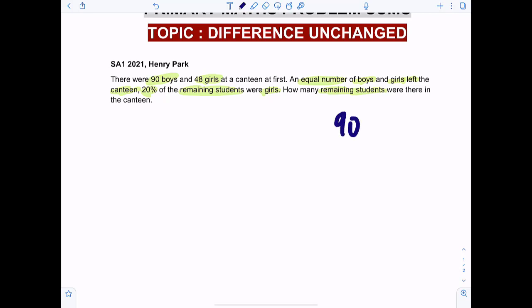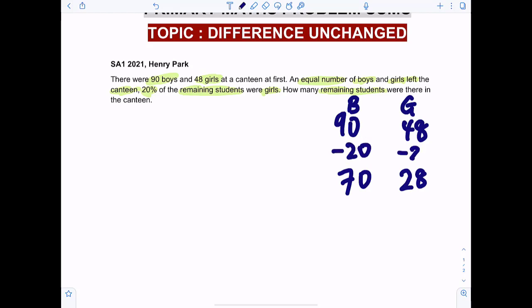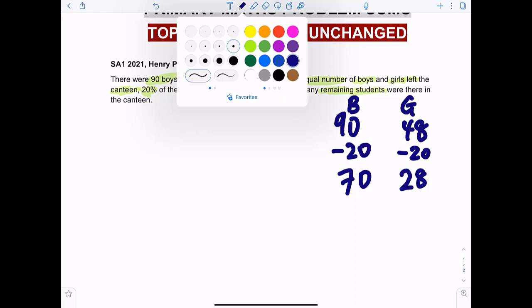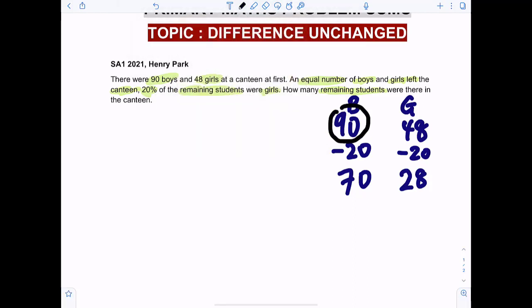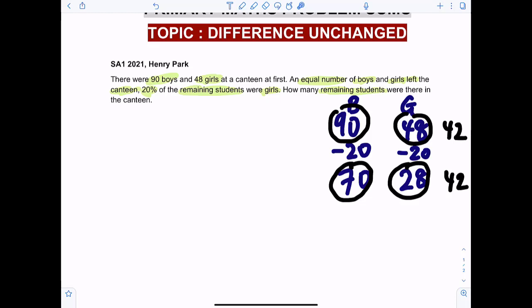So let me explain using the numbers here. Let's say the boys 90, girls 48. And let's say, for example, 20 boys and 20 girls left. So you take away an equal number. The difference between the before is 42, right? 90 minus 48, that's 42. And the after, 70 minus 28, is still 42. So you see, this is what is meant by difference unchanged.